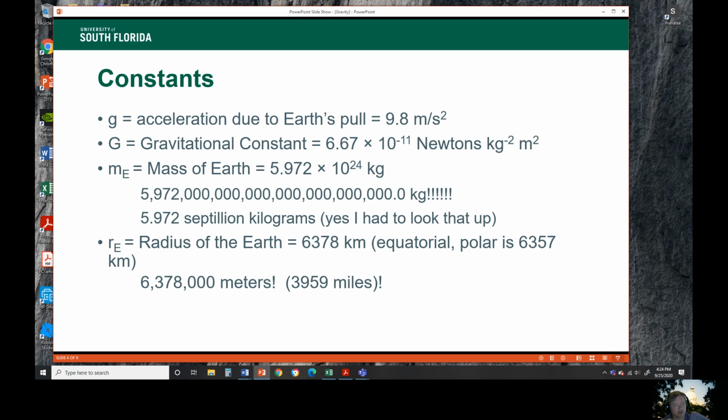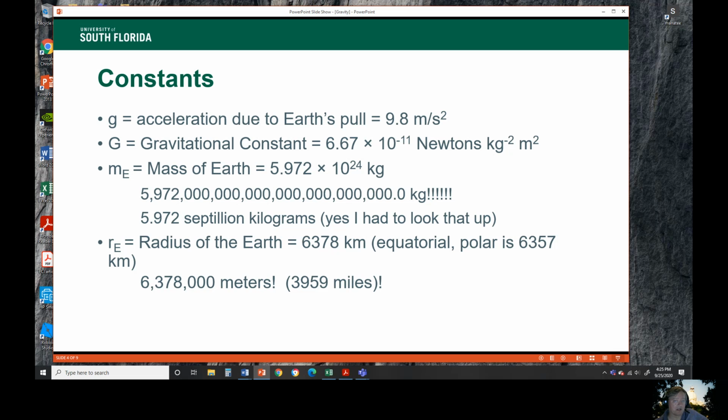Big G is the gravitational constant, 6.67 times 10 to the negative 11th newton meters squared per kilogram squared. How do we come up with that? Seriously, how do we know what this is? The mass of the Earth is 5.97 times 10 to the 24th kilograms. How do we get that?